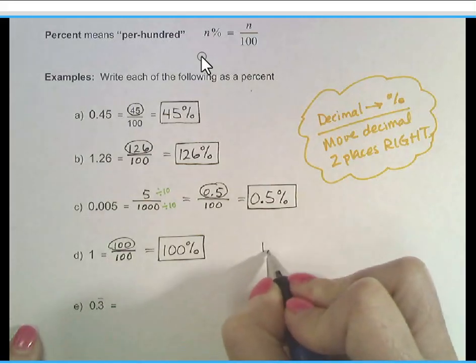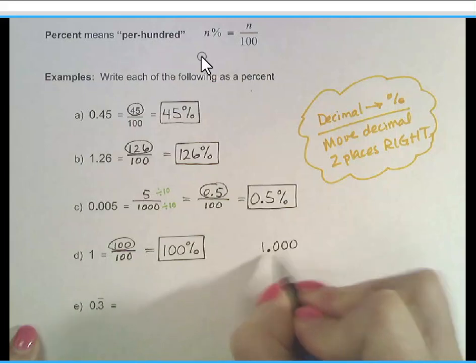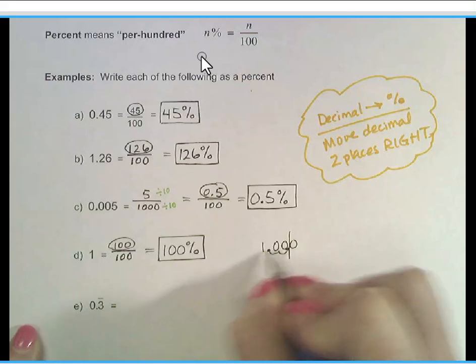1 is like the number 1 point nothing, right? I guess you could fill in with some zeros. And if you move that decimal 2 places to the right, it makes 100%.